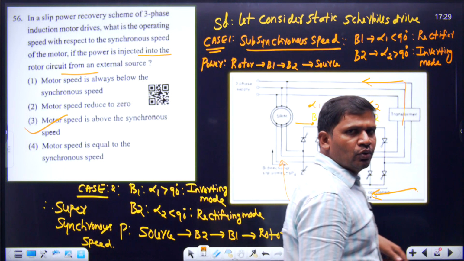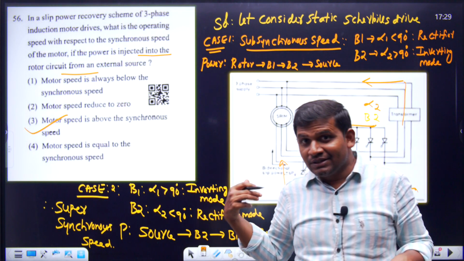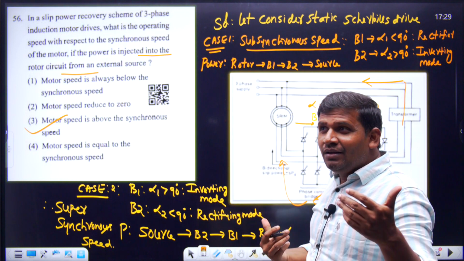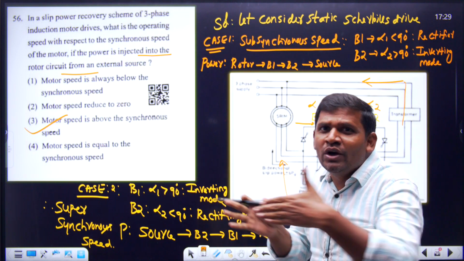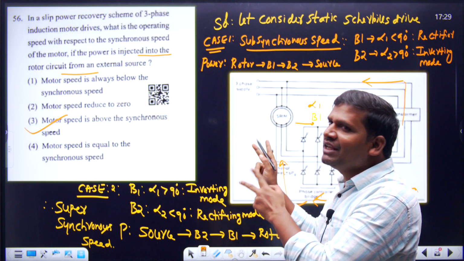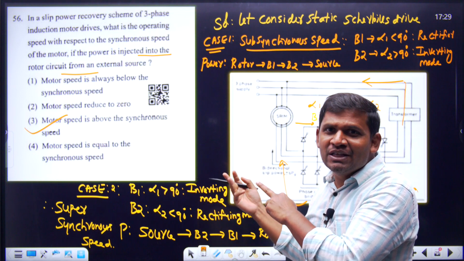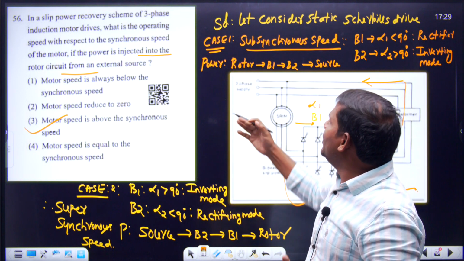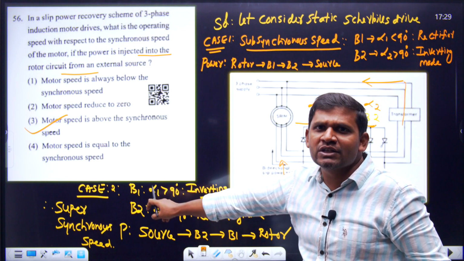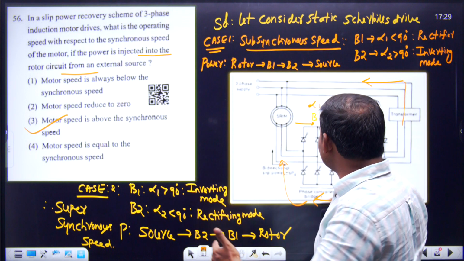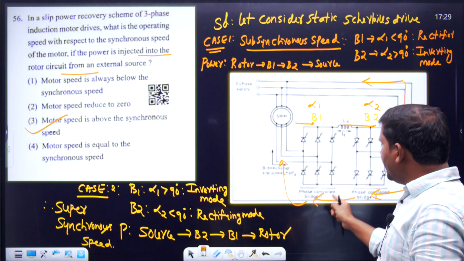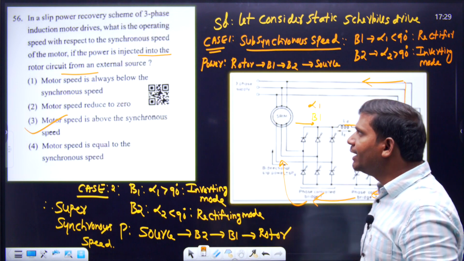This is according to the TSPSC AEE drive. But in the Kramer drive, power flows in only one direction, rotor to the source, but here both directions are possible. Above synchronous speed is possible, below synchronous speed is possible. Below synchronous speed is nothing but subsynchronous speed, above synchronous speed is nothing but super synchronous, and these are the power directions: source to B2, B2 to B1, and B1 to the rotor circuit. That you have to concentrate on.